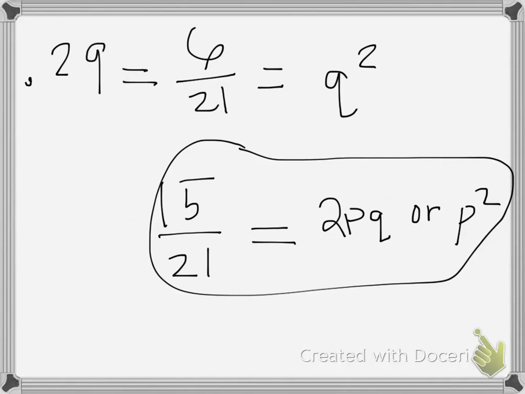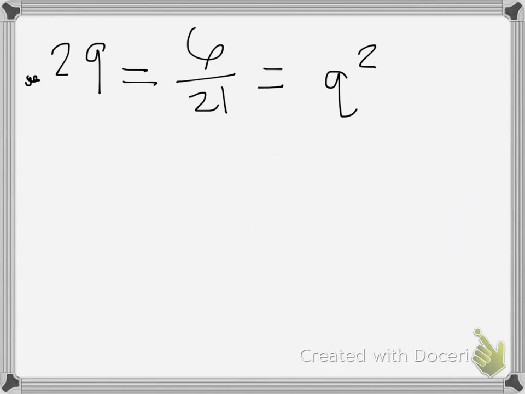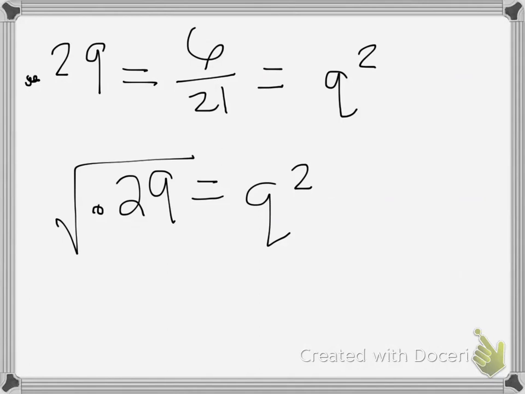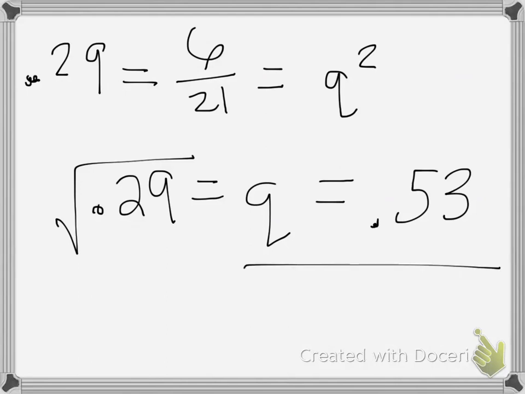How do I solve for just q now? Take the square root of that. So if I have 0.29 is q squared, to solve for just q, take the square root. And I got 0.53. That's q. Okay, so q is 0.53.